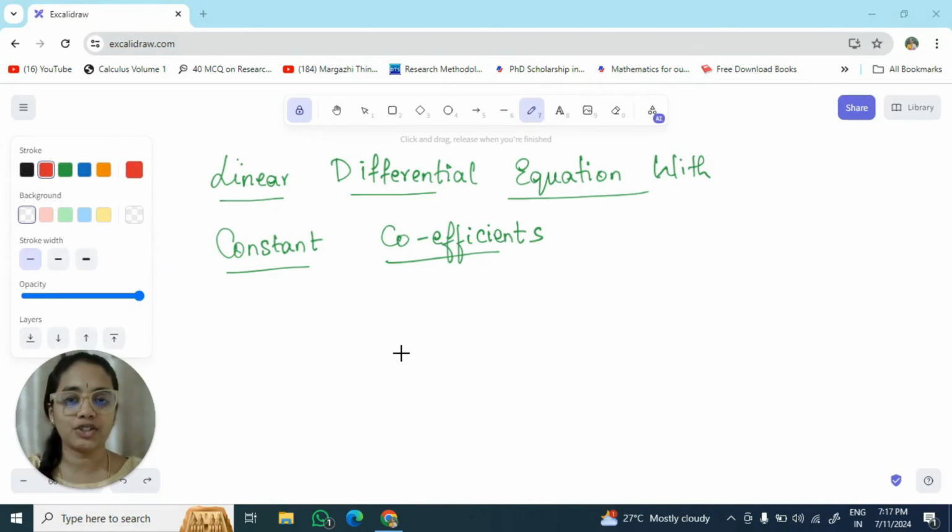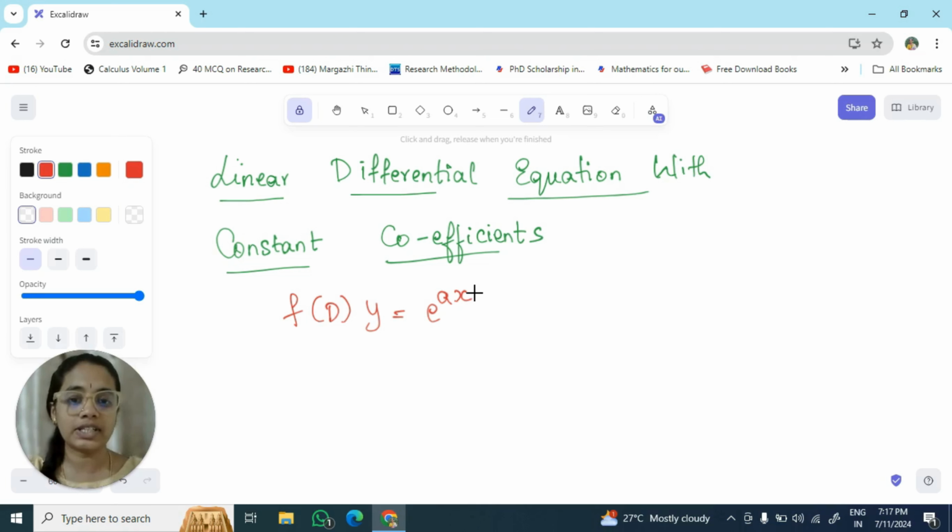In our previous session, we studied complementary functions, right? We found the complementary functions of homogeneous differential equations. Now in this session, let us focus on non-homogeneous differential equations. Say for example, we have f of D into y is equal to e power ax. So we have x terms over here, so it is non-homogeneous.